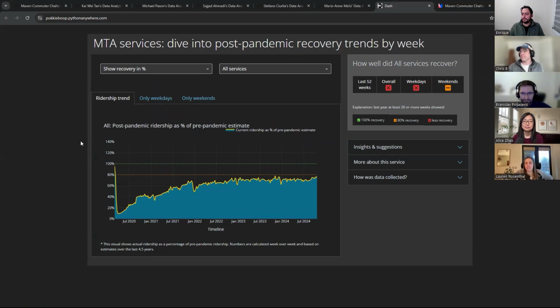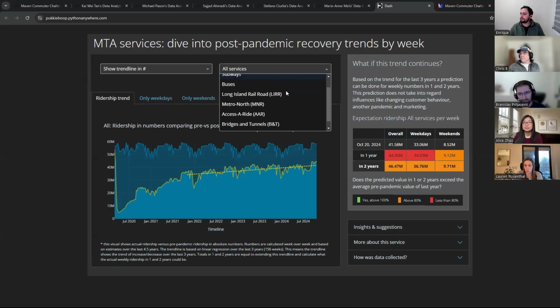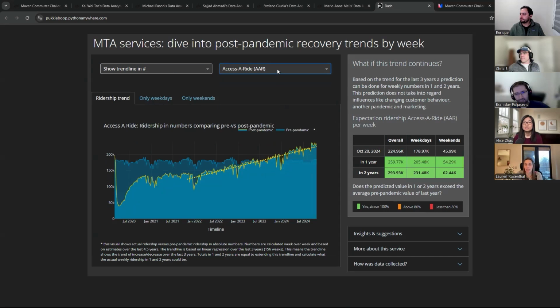Maybe I missed this. Did anybody else forecast into the future and look at what ridership looks like in the next year or 2 years? Not in the finalists. There were some folks, I think a few honorable mentions had some forecasts in there. Because I feel like this is not only answering the question, but it's also giving us even more information, which is really impressive.